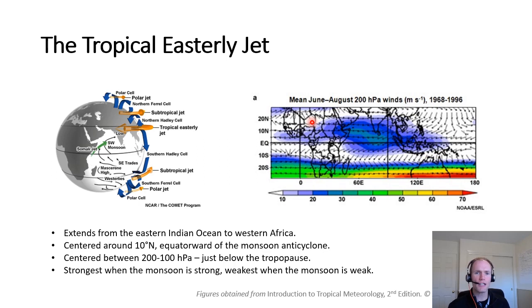As we might expect, when the monsoon is strong, the low-level westerly flow converging into the monsoon, as well as the upper-level easterly flow diverging away from the monsoon, are relatively strong as well. But if the heating that gives rise to the monsoon is relatively weak, like we might expect to see during an inactive phase of the MJO, so too would the monsoon be weak, and thus the circulations associated with it, including the tropical easterly jet, would be relatively weak.